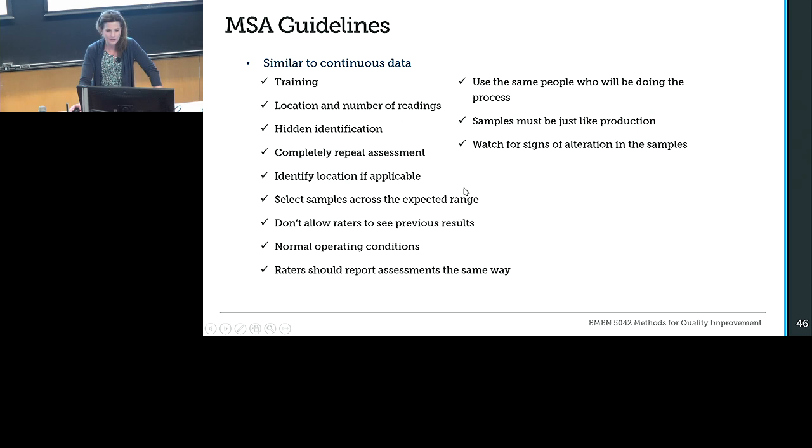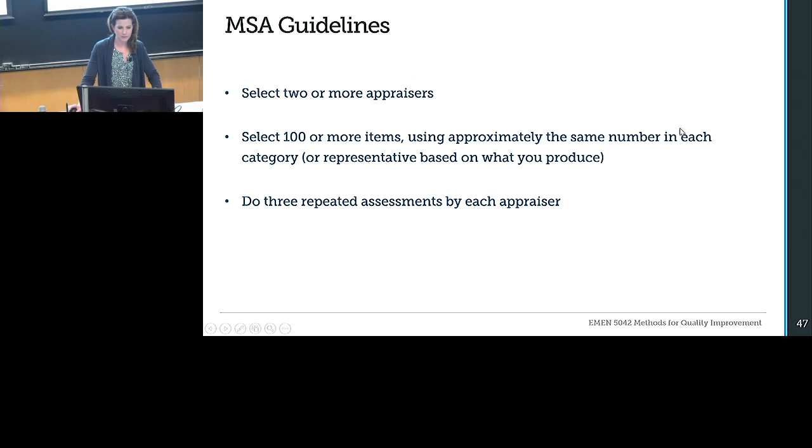Easy enough to do. Okay, so the guidelines for this are really similar to continuous data. You've got to have training. If you have a certain location you want people to look at, then you've got to tell them what that is. Hide the identification of the items. Repeat the assessment. Select samples across the expected range, good or bad. It has to be representative of whatever your target population is. So all these things, just be cognizant of things that might be going on.